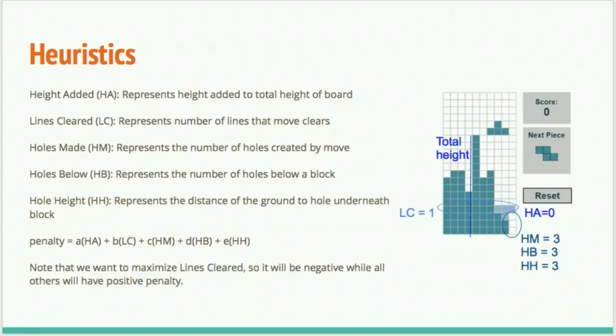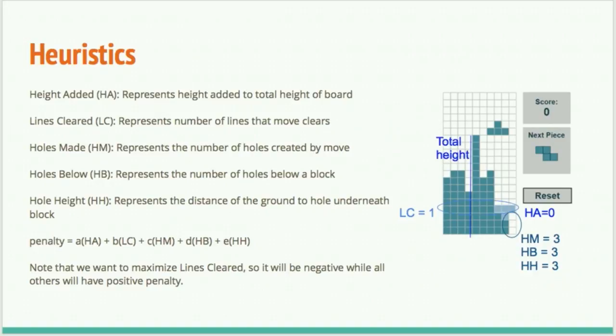The bot needs a way to judge the best move, so we chose heuristics that it should take into account. The first heuristic, height added, represents the height added to the total height of the board. The second, lines cleared, represents the total number of lines that any given move clears. The third, holes made, represents the number of holes created by that move, where a hole is any empty block on the board with a piece above it. Holes below represents the number of holes below a block, and hole height represents the distance off the ground to a hole underneath that block.